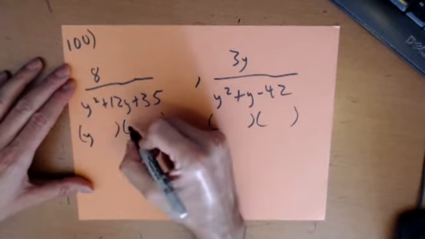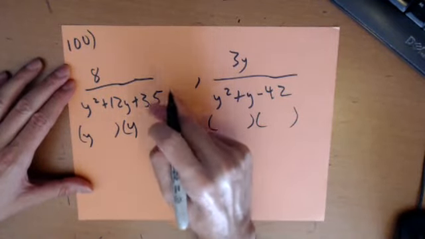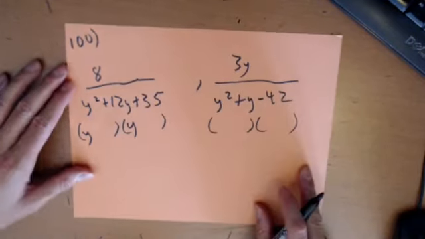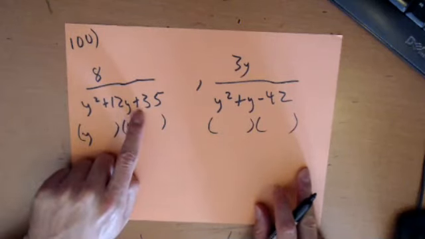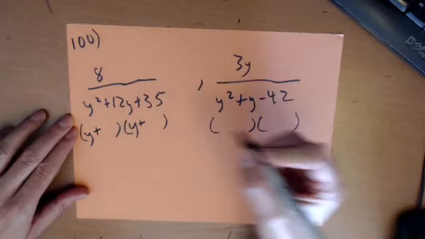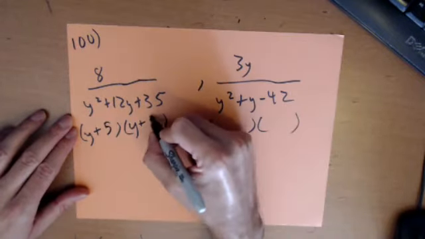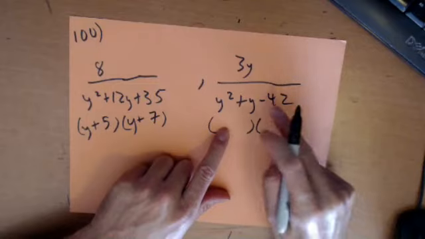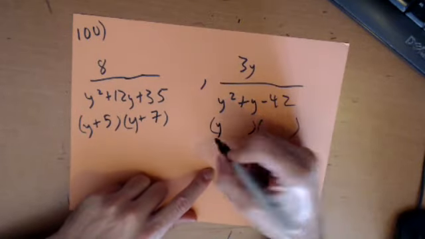Y squared is y times y. What times what is 35 but adds to 12? Also, there's a little trick, right? The positive means the signs are the same and they're both that. So plus, plus. And hopefully you said 5 and 7. Okay. So y times y gives me y squared.